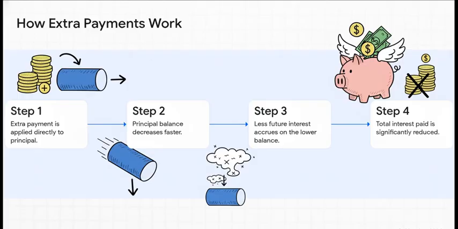Now, what about prepayment? This is another key scenario. When a borrower pays extra, that money goes straight to the principal. It directly attacks the loan balance, which in turn accelerates the whole amortization schedule. And the benefit for the borrower is huge. They save a substantial amount on the total interest paid over the life of that loan.